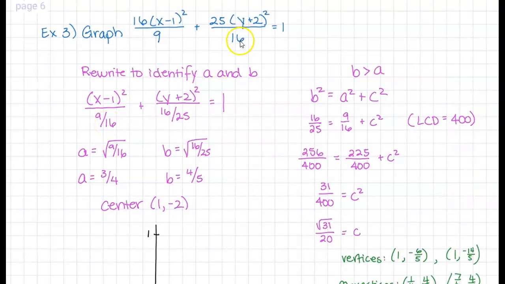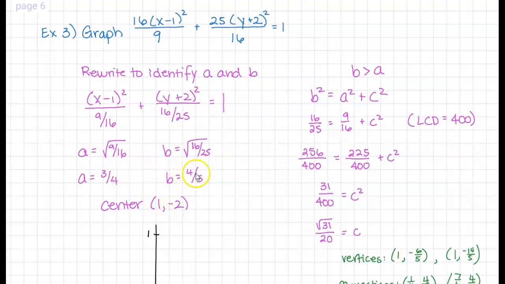And then the same thing for b squared. B squared is not 25 over 16. You have to take the reciprocal and get 16 over 25. And then you go ahead and take the square root of both of them and you get the value for a and for b. The other thing to notice is finally we've moved the center off the origin. So we have 1, -2 for the center.